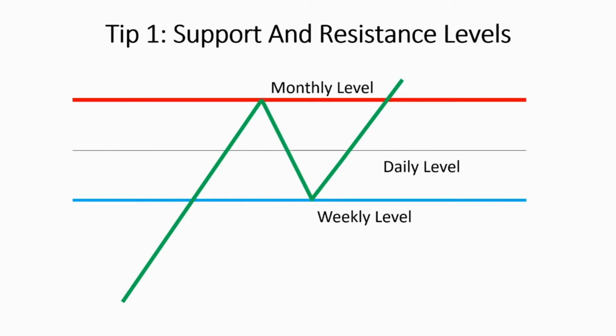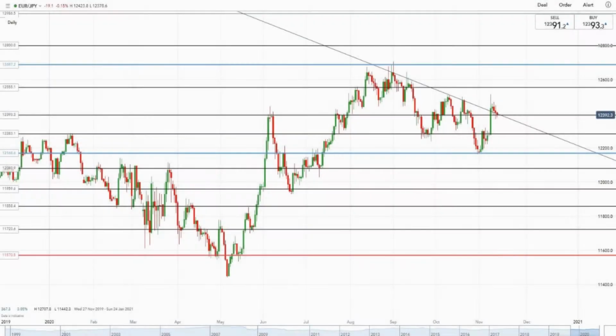Okay, so tip number 1 is support and resistance levels. Support and resistance levels are levels on your chart where price has bounced off or reversed several times before. As it has bounced off these levels in the past, if price now reaches one of these levels again, then price may well bounce once more, and traders can capitalize on that bounce.